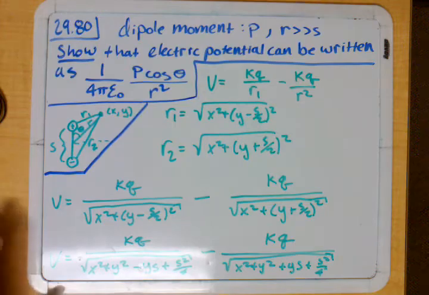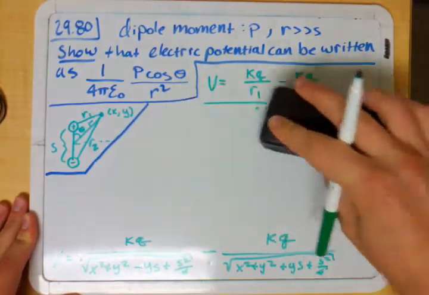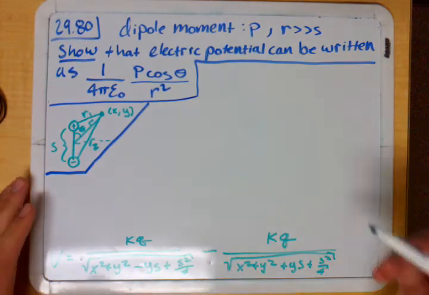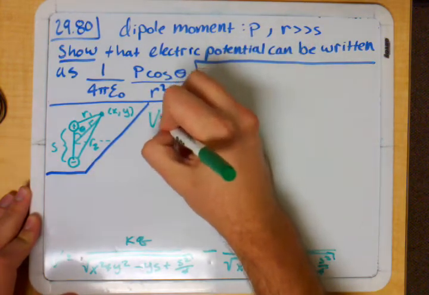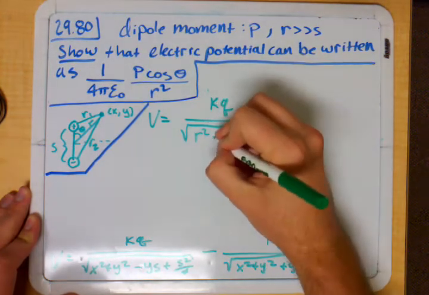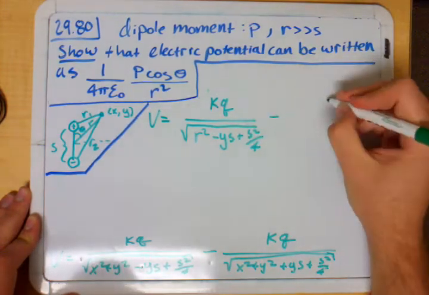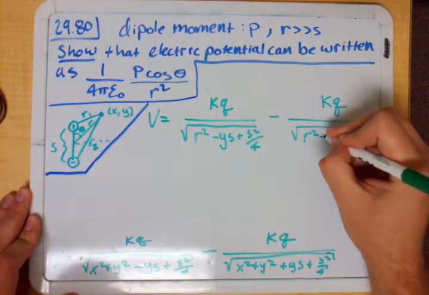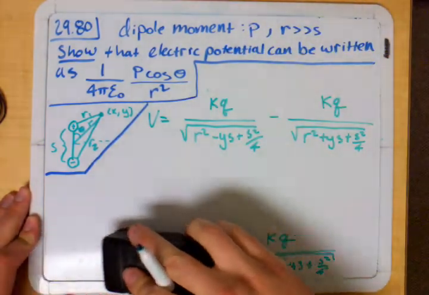So we have this now, and I'm going to erase because I'm running out of space here. As we know from polar coordinates, r squared is equal to x squared plus y squared. So this x squared plus y squared is going to equal r squared. If we plug that in, V equals kq over root r squared minus ys plus s squared over 4, minus kq over its similar value, which is root r squared plus ys plus s squared over 4.